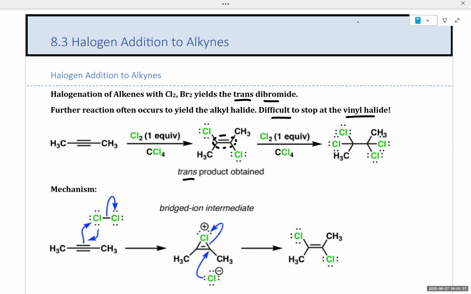So alkynes, when treated with one equivalent of halogen, will generate the trans 1,2 vinyl halide. Treatment with an additional equivalent of halogen yields this polyhalogenated product. The reason why it's so hard to stop at the vinyl halide is because under reaction conditions, you can't just drop in a single molecule of chlorine. You have a large number of molecules of chlorine floating around the reaction mixture, which in turn can further react with the vinyl halide product.